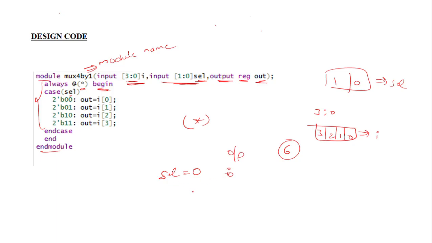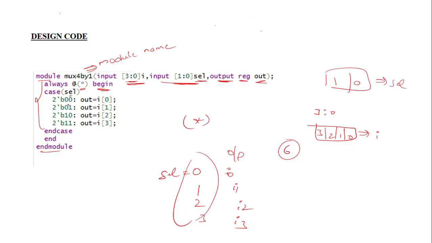So if select value is equal to 1, our output will be I1. If select value is equal to 2, output will be I2. If select value is 3, output will be I3. That means I of 0, I of 1, I of 2, I of 3. It's like our truth table. Here you can observe that it can be represented in Verilog as binary.